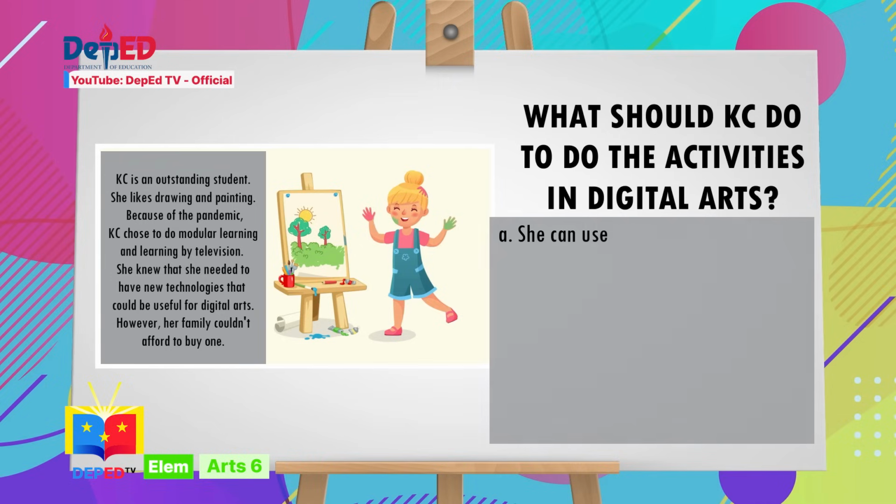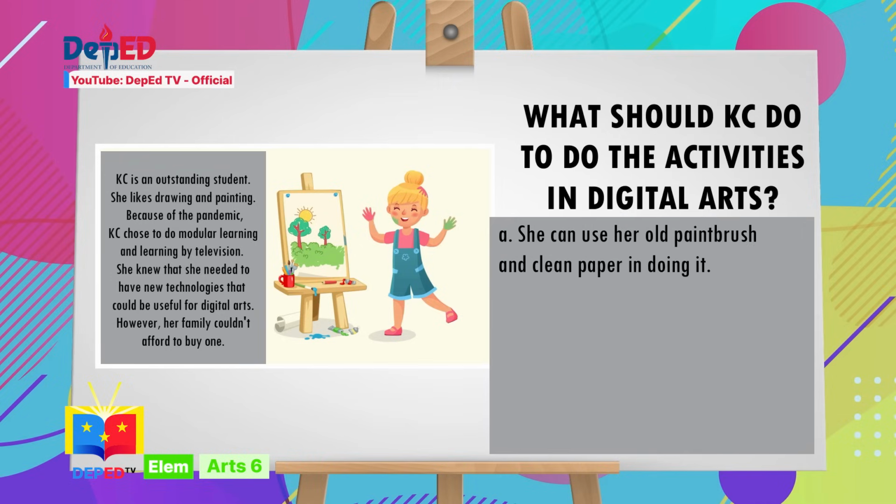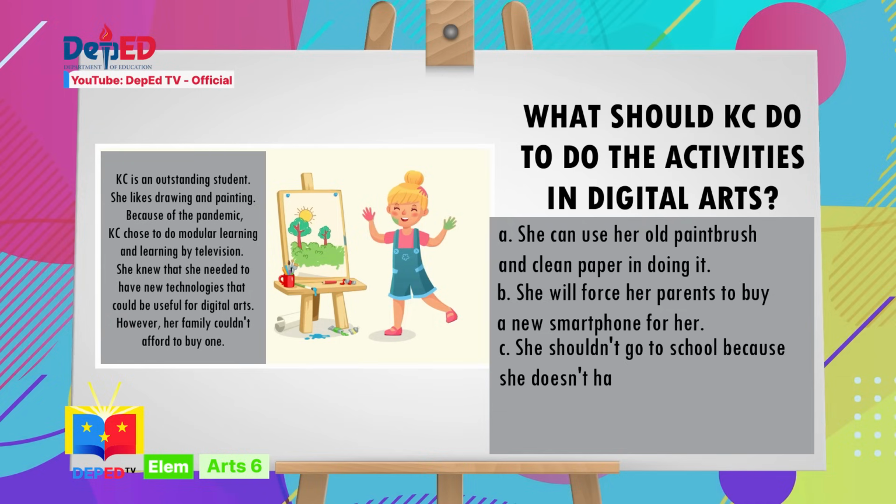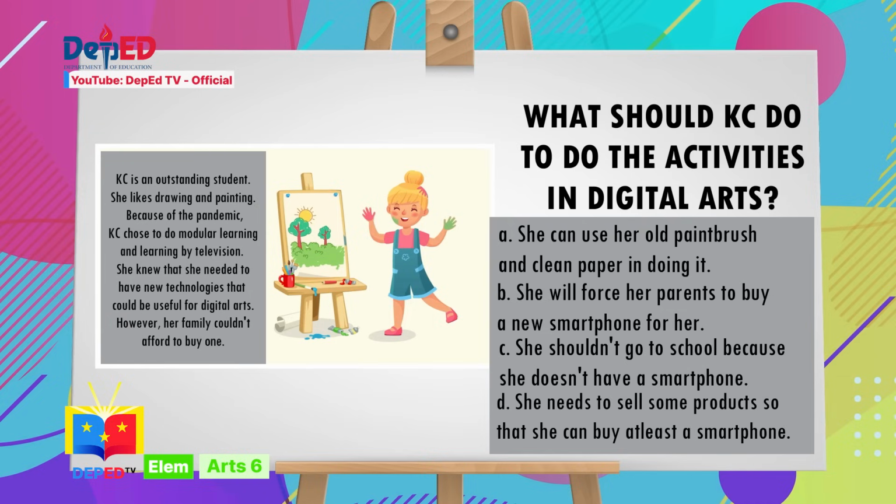A. She can use her old paintbrush and clean paper in doing it. B. She will force her parents to buy a new smartphone for her. C. She shouldn't go to school because she doesn't have a smartphone. D. She needs to sell some products so that she can buy at least a smartphone.